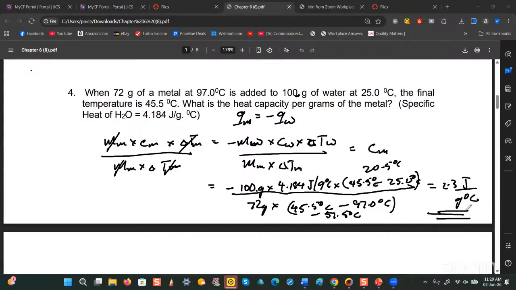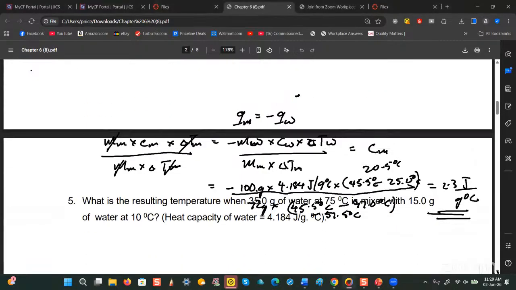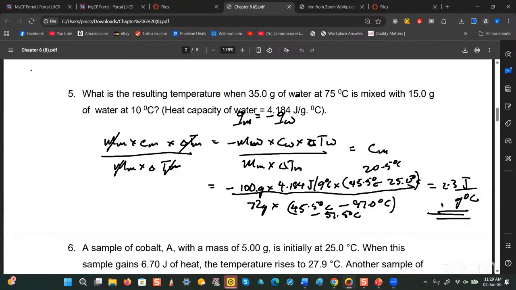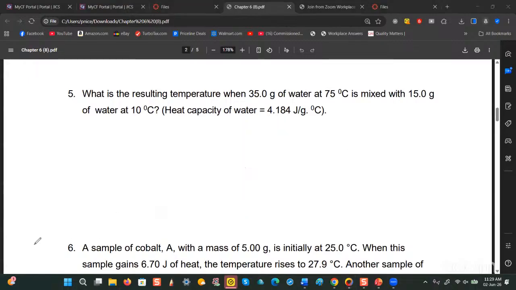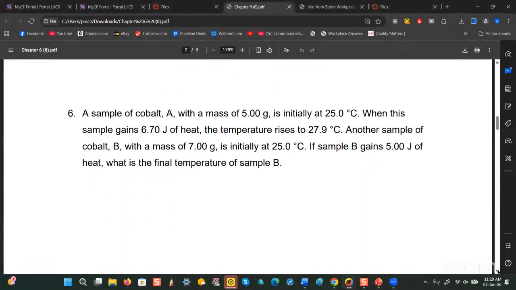All right. Any questions about this one? All right. Okay, so if you understood how to do this one, I'm going to leave question number 5 for you to do. Let me clear this first. Let's jump to question number 6.